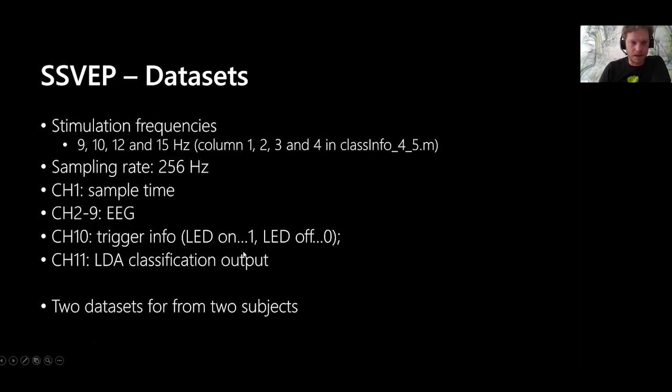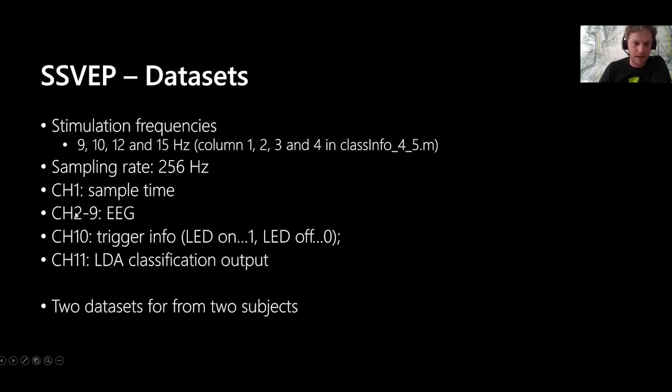Here you get 2 data sets from 2 subjects with various frequencies. So we have 4 different frequencies: 9, 10, 12, and 15 hertz. They are provided as columns in the class info file. The data is recorded at 256 hertz, and the data sets have 11 channels.